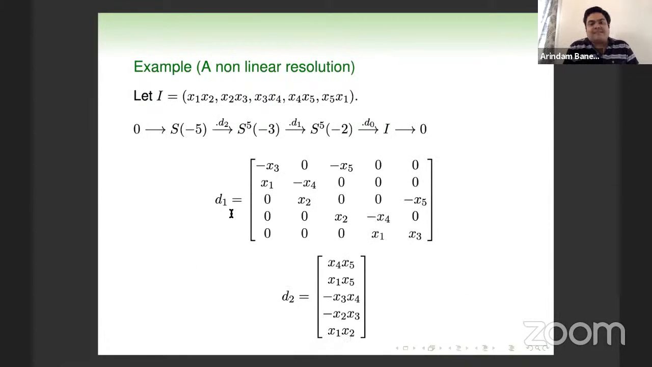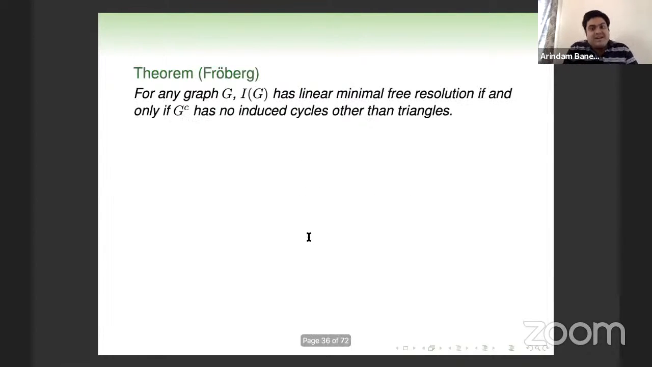See, this is a 5-cycle. Complement of a 5-cycle is a 5-cycle. So the complement does not have any induced 4-cycle. Okay. Complement doesn't have any induced 4-cycle, but we saw this doesn't have linear resolution. So the complement not having just an induced 4-cycle is not enough for linear resolution. You need the complement to not have any induced cycle, period.